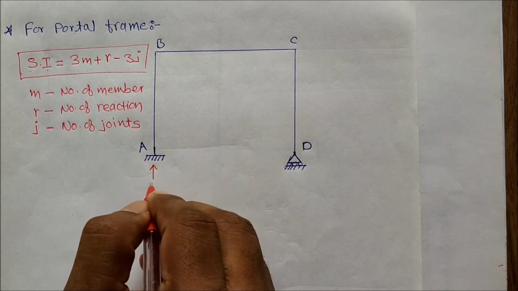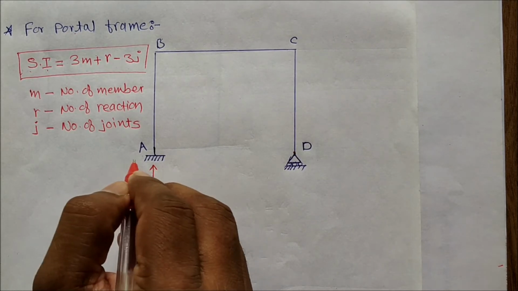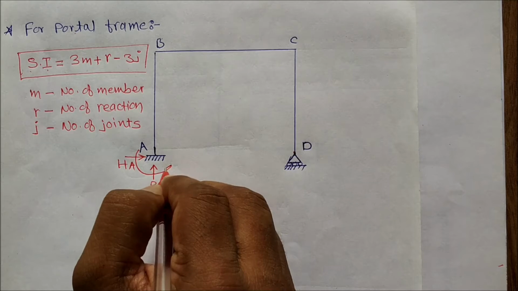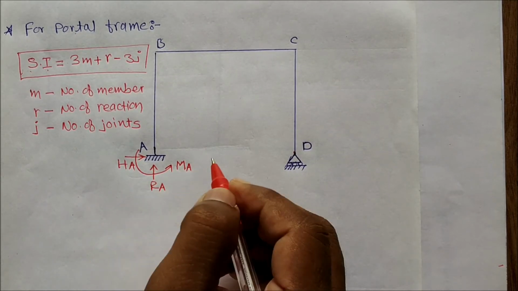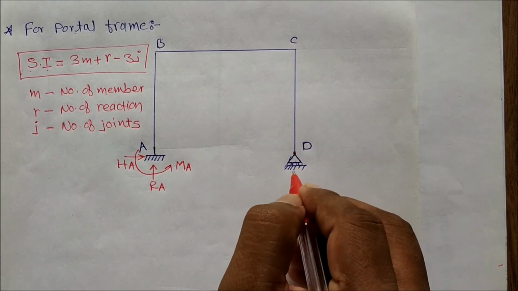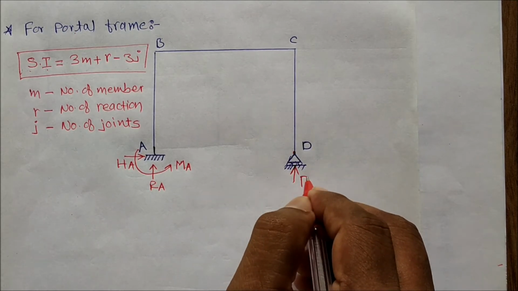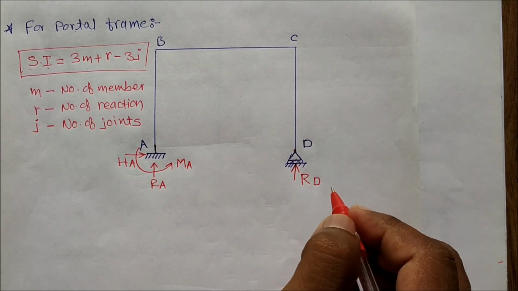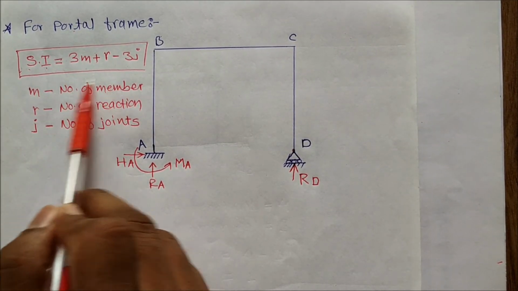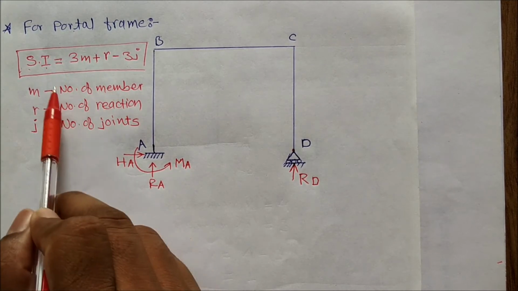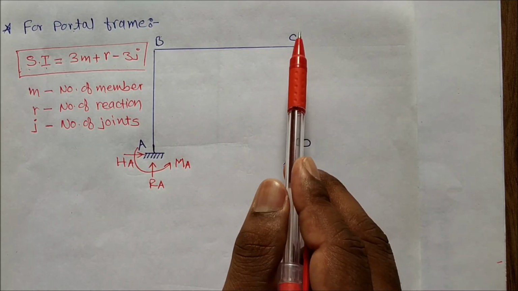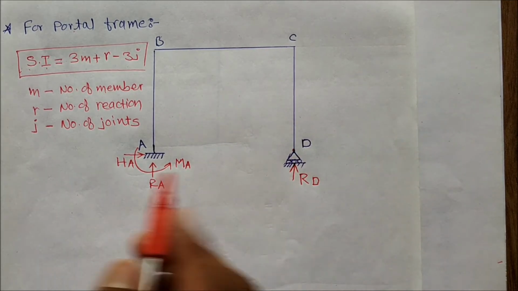There is vertical reaction RA, horizontal reaction HA, and moment MA. And at support D there is only a roller support, that's why only one reaction is there, that is vertical reaction RD. So now first of all we should know the number of members. How many members? Member AB, member BC, and member CD. These are the 3 members.